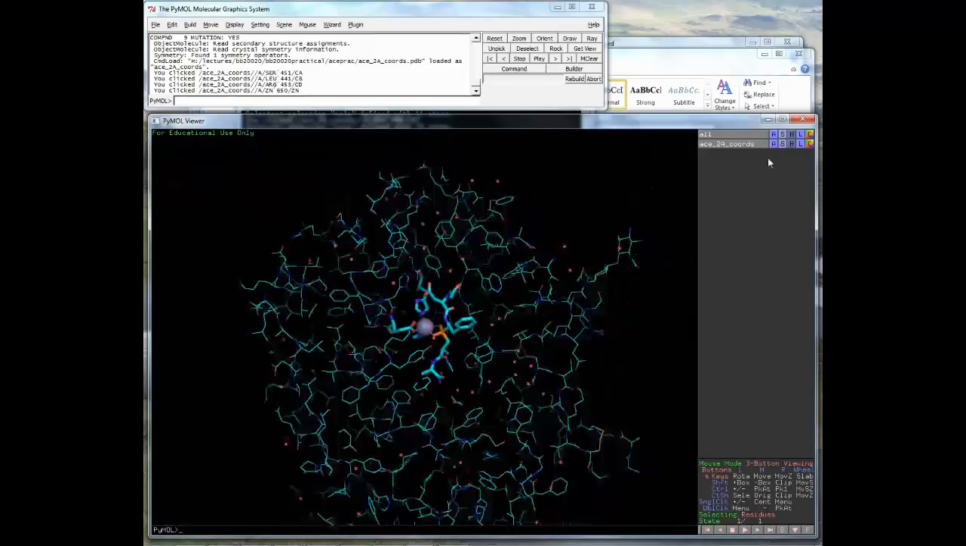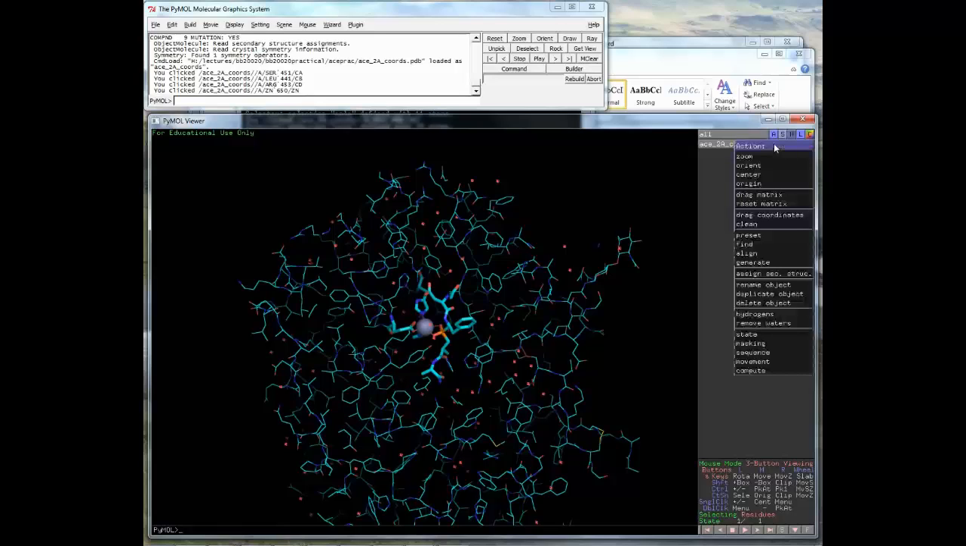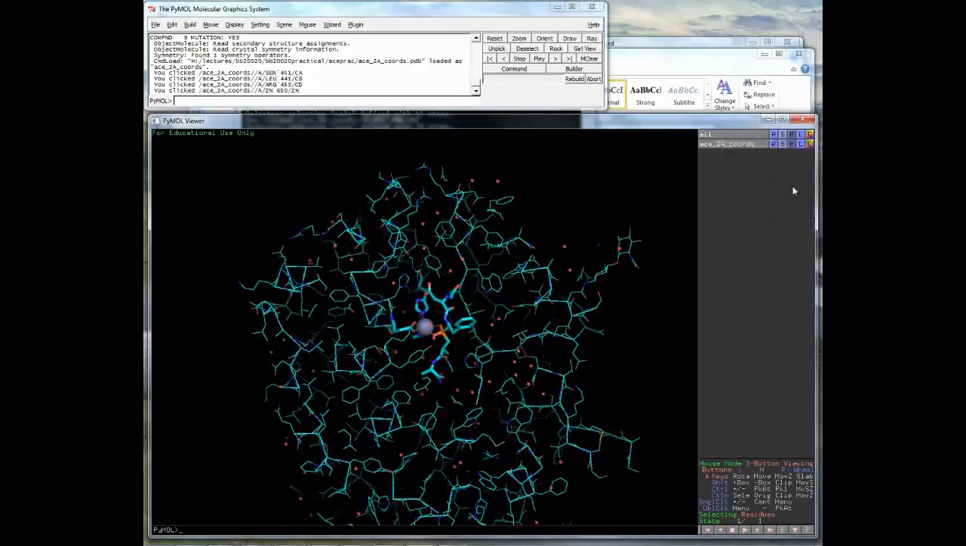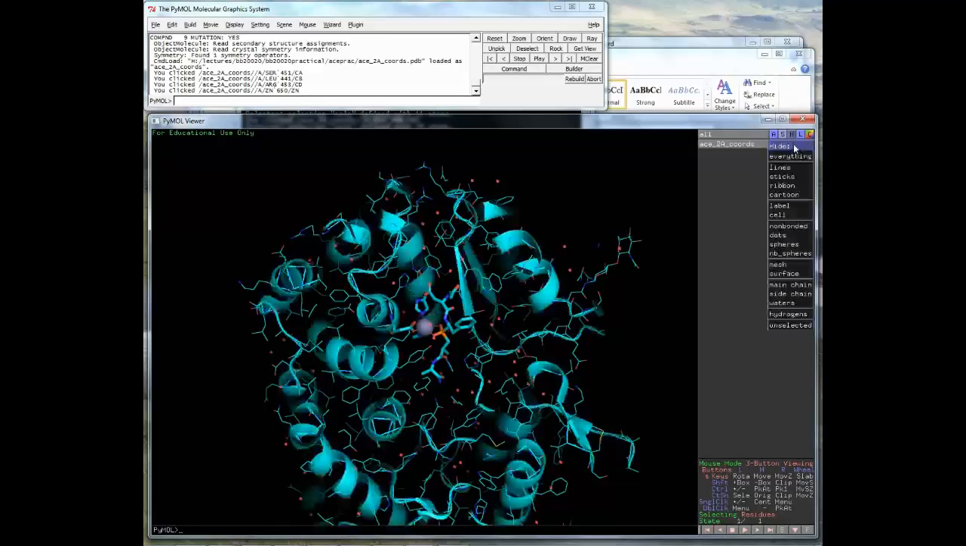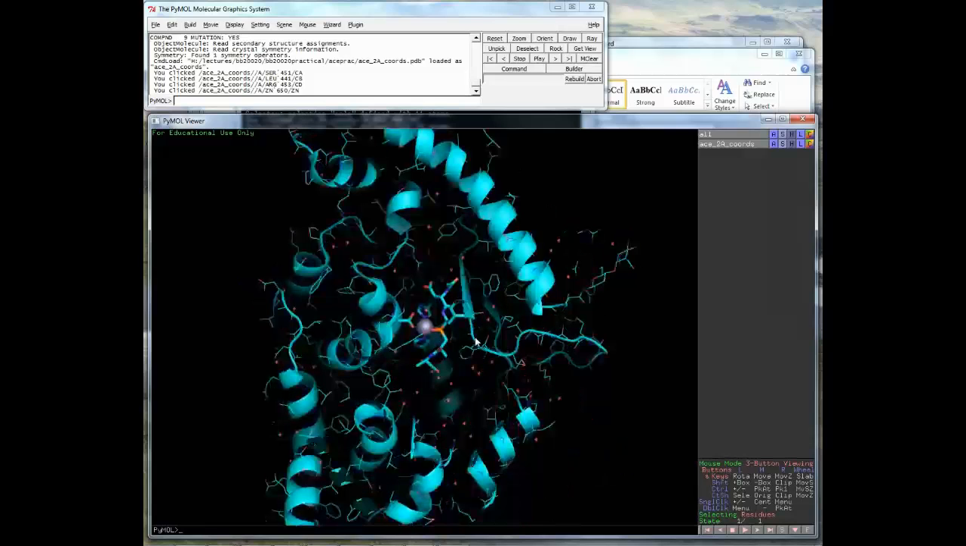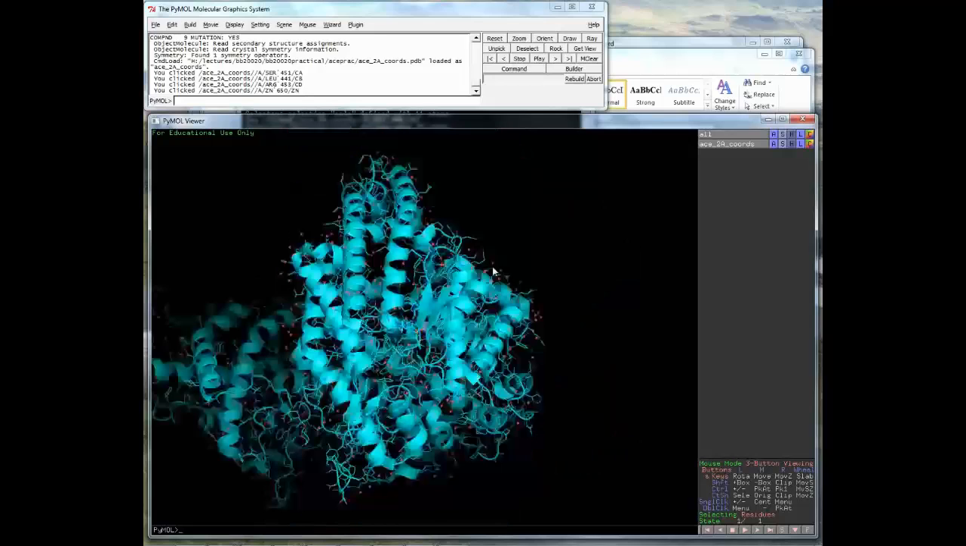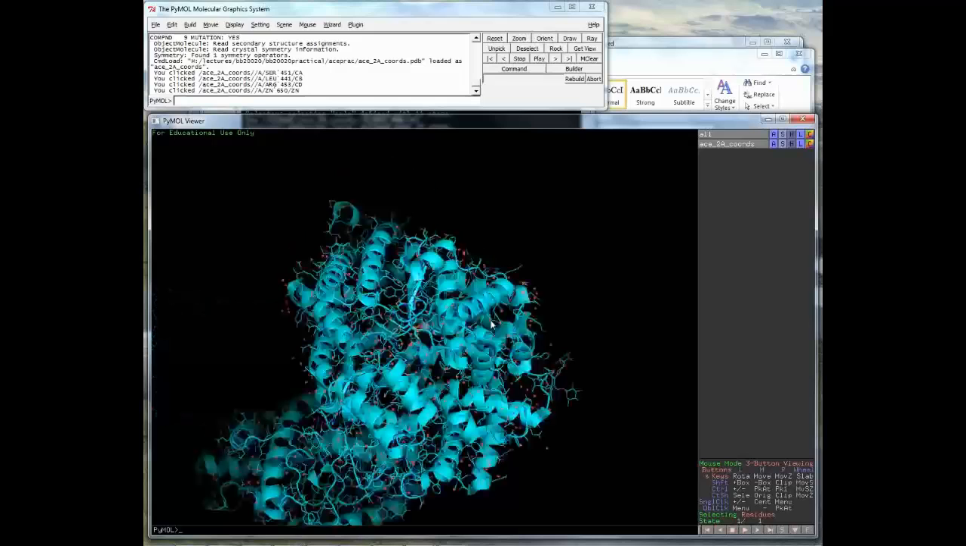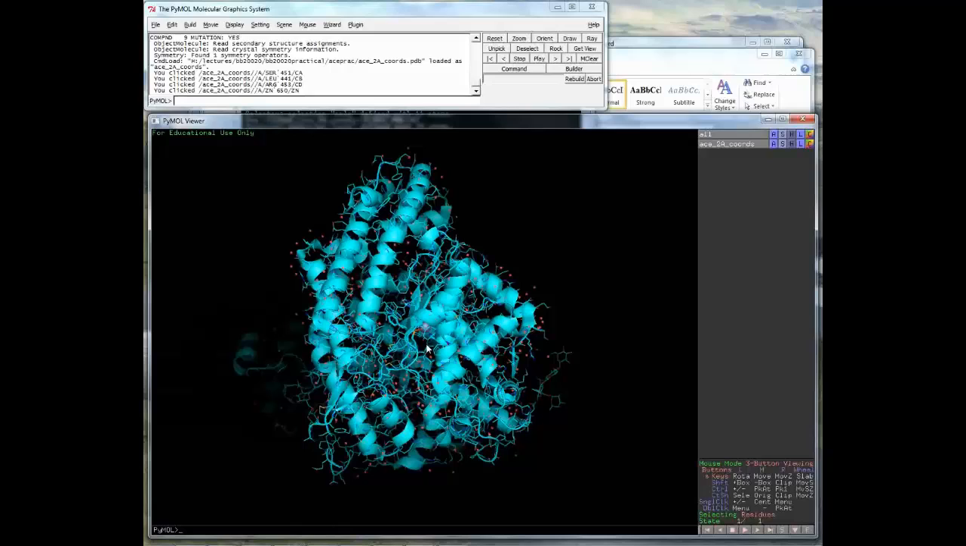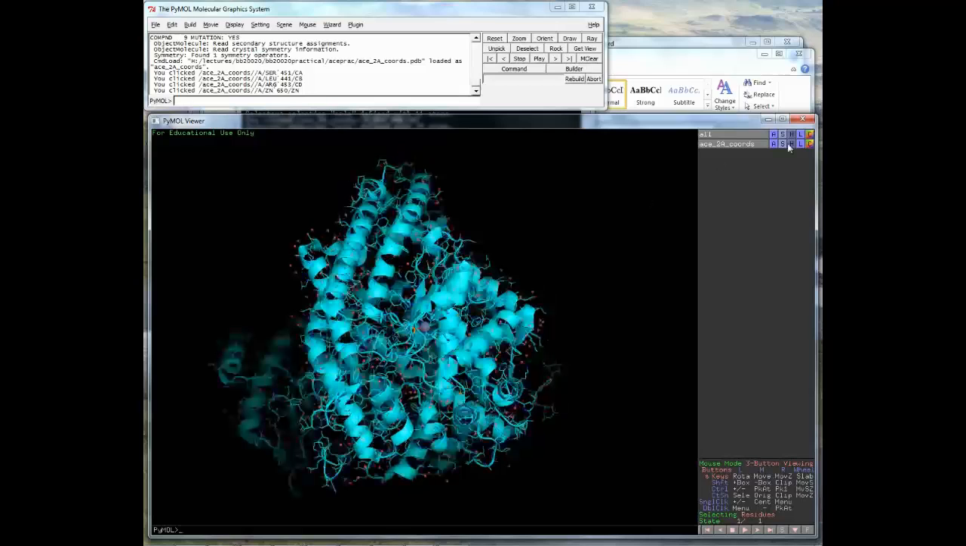Another way, which you should be quite familiar with, is to look at the ribbon view. So if I do show ribbon, show cartoon. We call it ribbon, but it's actually cartoon in PyMOL. So what you can see here is the standard way that protein structures are often displayed, with their secondary structure shown as a cartoon. Again, we haven't changed our data in any way, but we've just chosen to display it in a slightly different way.